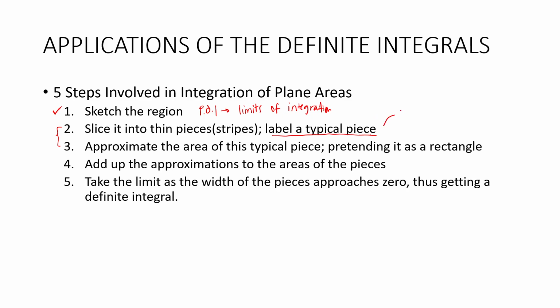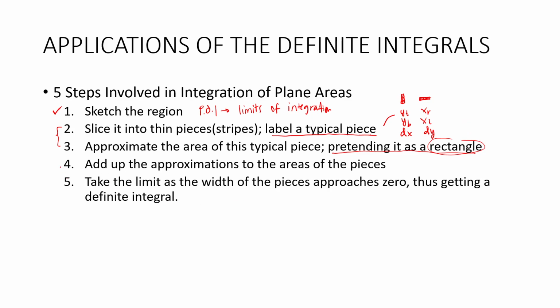If you're going to use a vertical strip, you need to label Y top, Y bottom, and then your DX. For a horizontal strip, you're going to label X sub R, X sub L, and then your DY. Since we have discussed this in the previous slide, we pretend the strip is a rectangle, and that's why we came up with a formula.